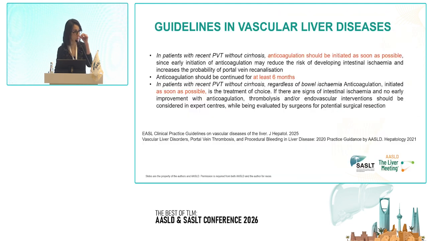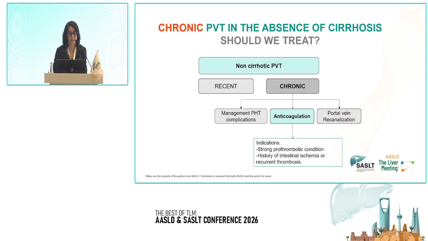So those are exactly what the guidelines, the EASL and AASLD guidelines, cover: anticoagulation very soon, anticoagulation for at least 6 months, and in those patients with intestinal ischemia without improvement despite anticoagulation, here is where interventional radiology and surgical management are needed. What about chronic PVT?